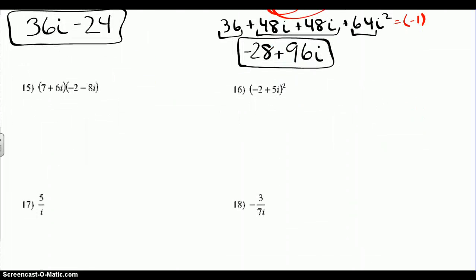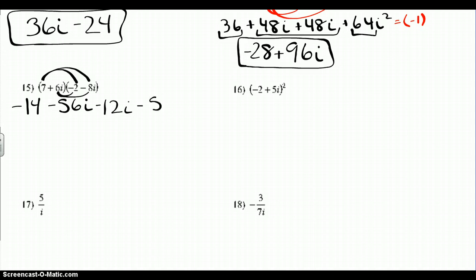Okay, 15, distributive property. Use your FOIL. 7 times -2 gives me -14. 7 times -8i gives me -56i. 6i times -2 gives me -12i. And 6i times -8i gives me -48i squared. Okay?